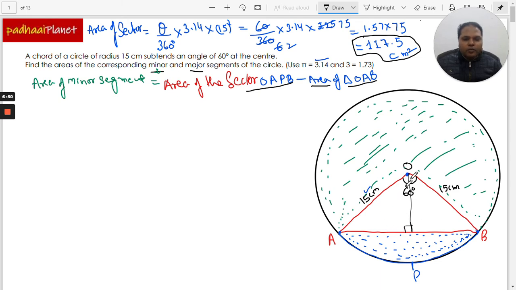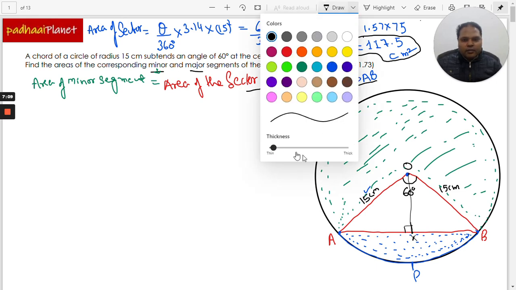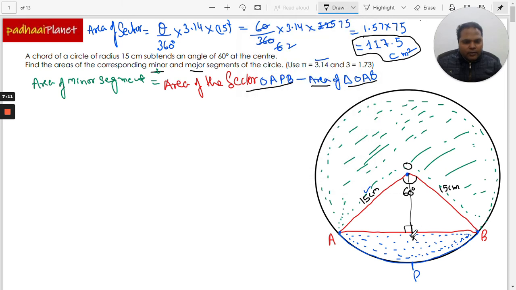And we already know that whenever a perpendicular is dropped from the center to the chord, then this perpendicular bisects the chord. So that means if this point is X, then AX is equal to XB.